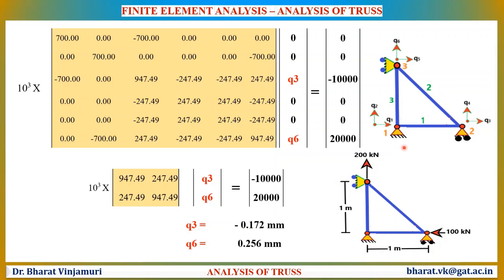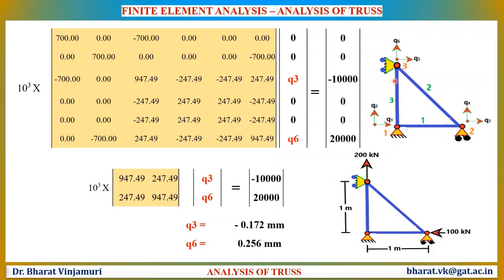Now carefully observe that node number 1 is supported with a hinge support, thus there will be no movement in x direction as well as in y direction. Thus Q1 and Q2 are zeros. When it comes to node number 2, there is a roller support. The roller support clearly indicates that this node can move in x direction and it cannot move in y direction. Thus, there will be a value of Q3 which will be available and Q4 will be 0. There will be no movement in y direction.